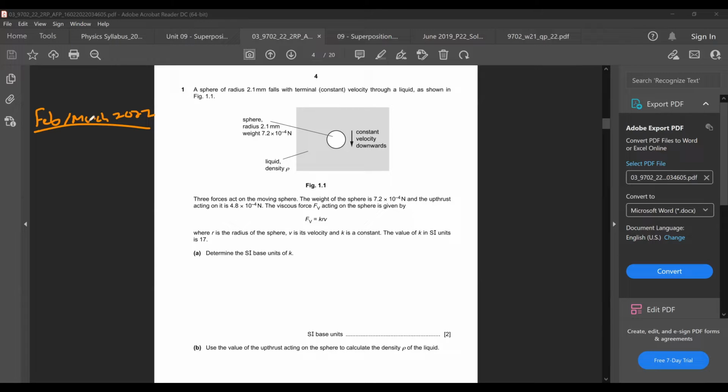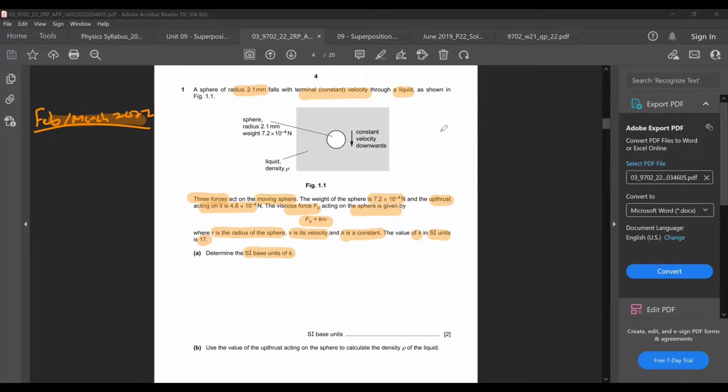Okay, so February-March 2022. A sphere of radius 2.1 millimeters falls with terminal constant velocity through a liquid as shown in figure 1.1. Three forces act on the moving sphere. The weight of the sphere is 7.2 times 10 power minus 4 Newton, and the upthrust acting on it is 4.8 times 10 power minus 4 Newton. The viscous force acting on the sphere is given by Fv equals KRV, where R is the radius of the sphere, V is the velocity, and K is a constant. The value of K in SI units is 17. Now determine the SI base units of K.